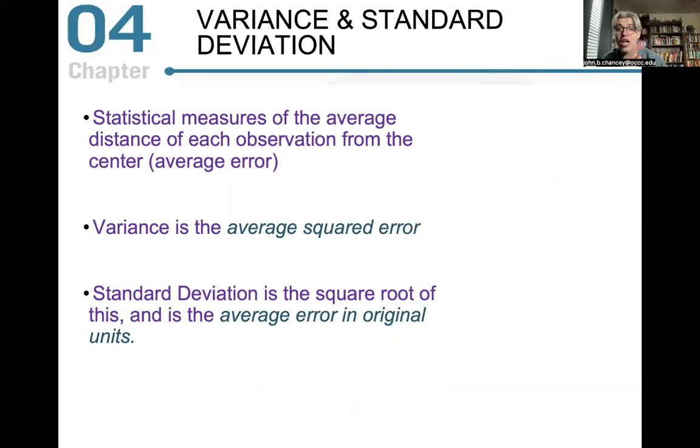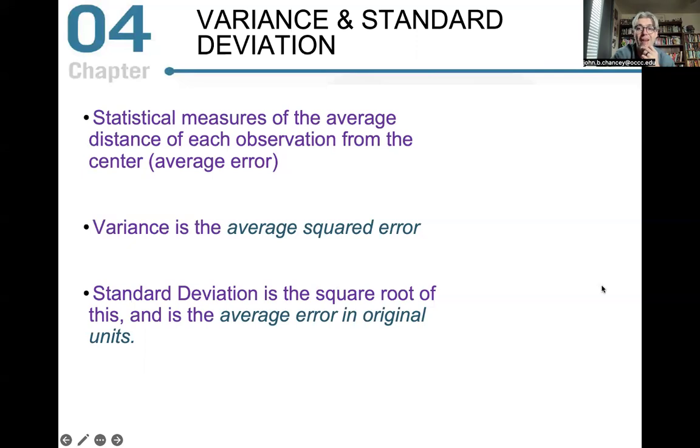Okay, so we've looked at range, we've looked at quartiles, we've looked at interquartile range. Now we're going to switch gears and talk about variance and standard deviation. These are both measures of the average distance of each of our observations from the center. So we're really looking at the average error. We're looking at the average distance from the mean when we talk about standard deviation.